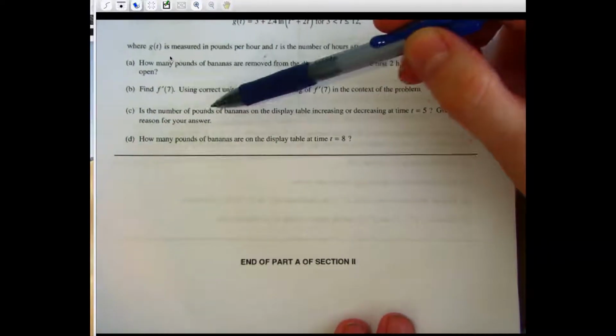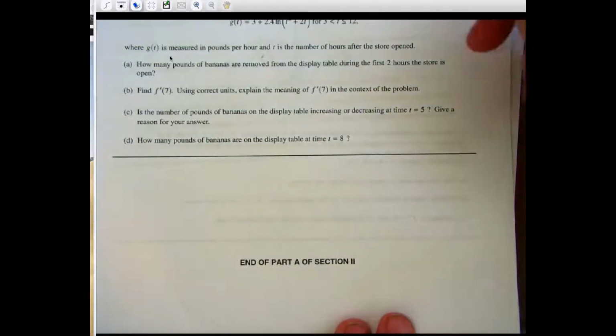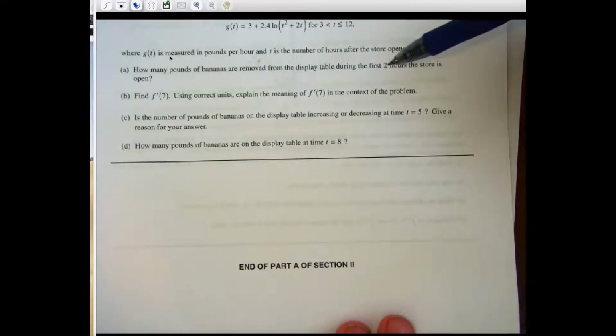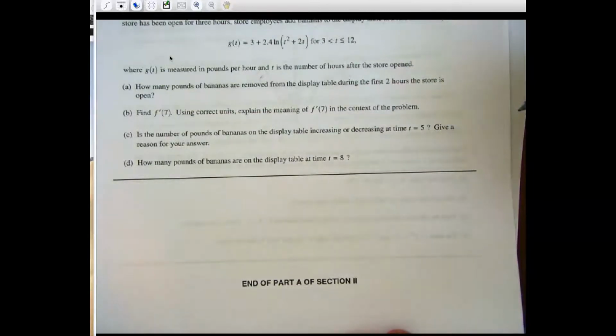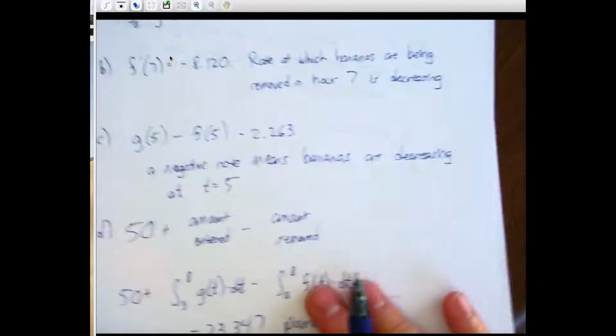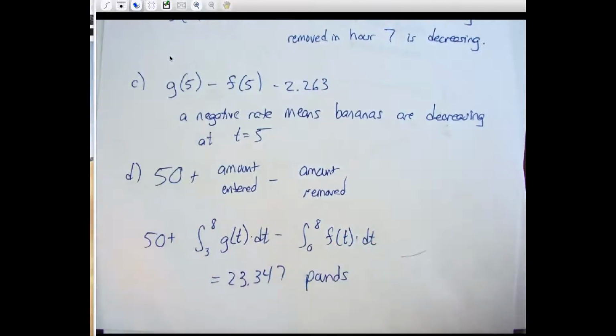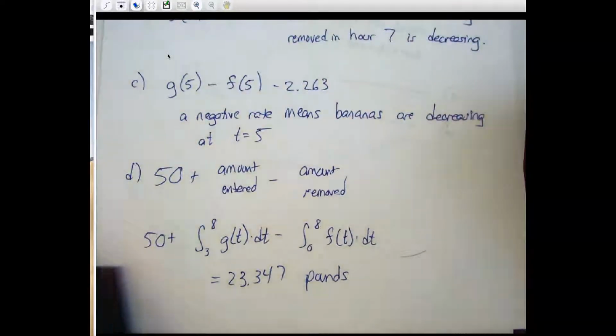Part C, and again, this is a heavy calculator, is the number of pounds increasing or decreasing at time t equals 5. So what we need to do is find out the rate at which they're being removed at t equals 5 and the rate at which they're being added at t equals 5, and figure out which one's bigger. The 50, the initial amount, does not matter as far as whether the bananas are increasing or decreasing. So g of 5 minus f of 5.